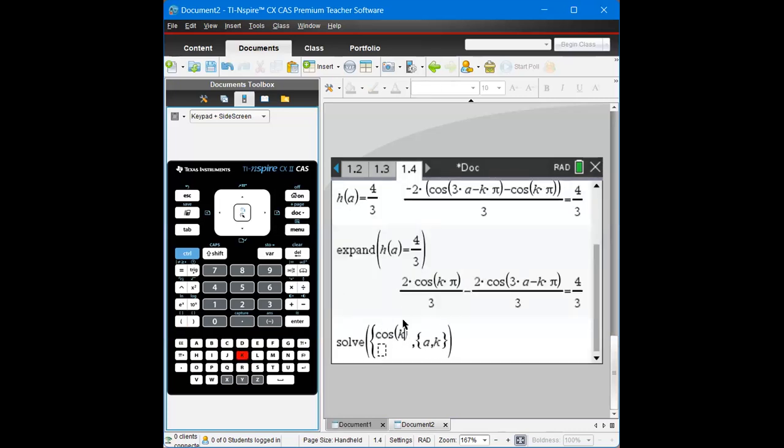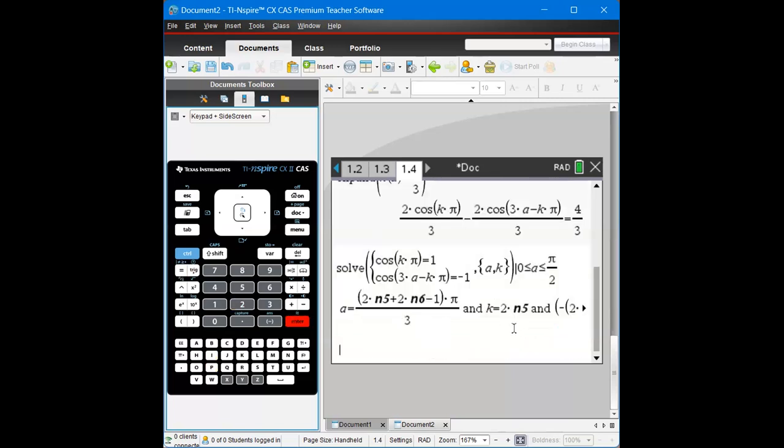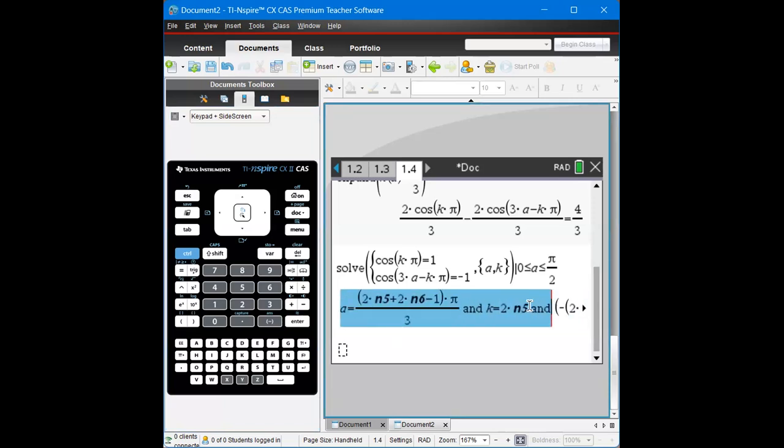So we'd like cosine k times pi equals 1, and cosine of 3a minus k times pi equals minus 1. Don't forget the domain restriction. a is between 0 and pi over 2. Okay, so we can actually get some interesting outputs. But the question only wants us to find, for example, the k values. So instead of this n5, the parameter is all integers. I would say k must be 2n, and n must be positive integers, okay?